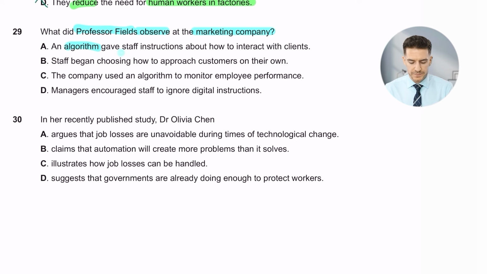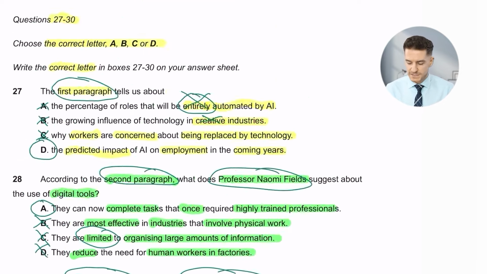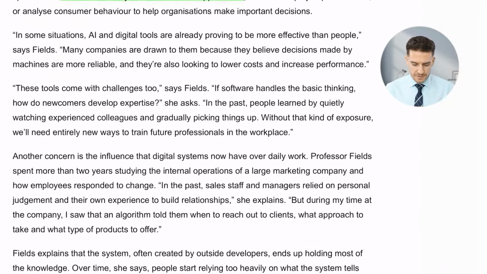An algorithm gave staff instructions about how to interact with clients, okay? Staff began choosing how to approach customers on their own, okay? The company used an algorithm to monitor employee performance. And finally, managers encouraged staff to ignore digital instructions. So let's go back up and see if we can find that. Remember, we're looking for Professor Fields and we're looking for a marketing company. So let's go back up.